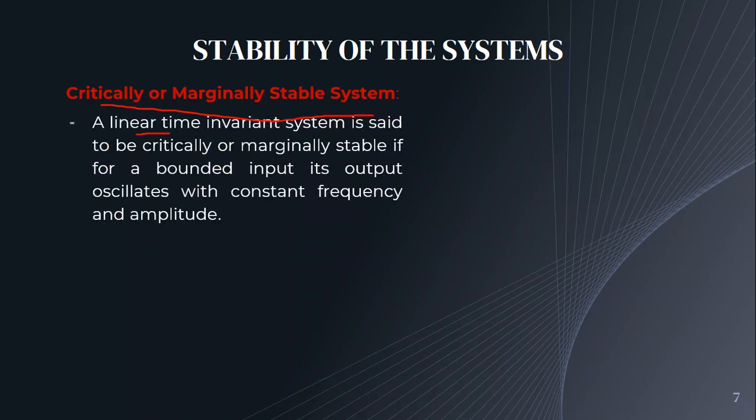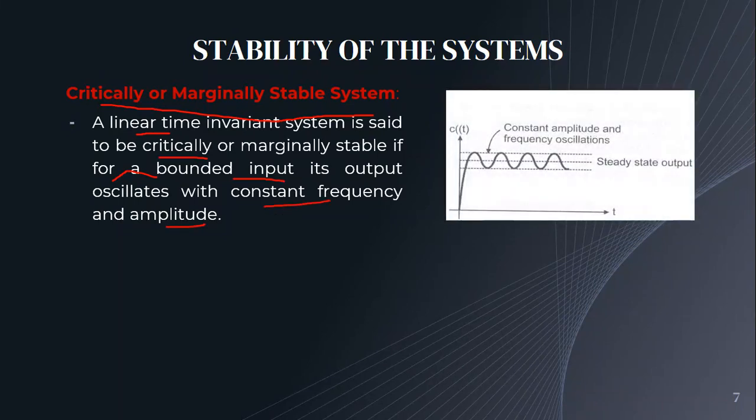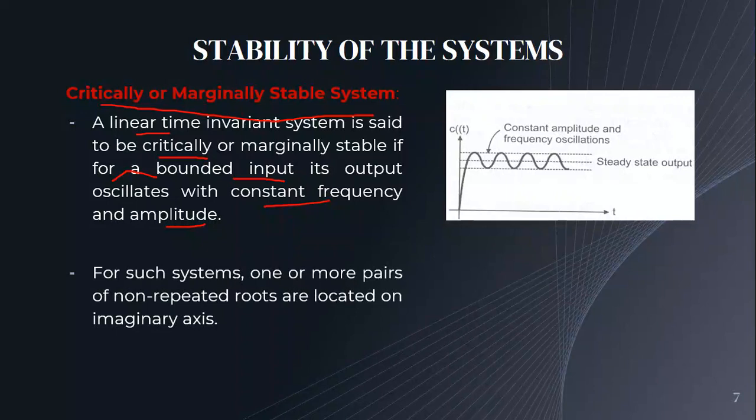So an LTI system is said to be a critically or marginally stable system if for a bounded input its output oscillates with constant frequency and amplitude. Let us look at this graph. If I have bounded input and output conditions, the system is oscillating within some boundaries of the output as time goes on increasing. Such a system is known as a critically or marginally stable system.